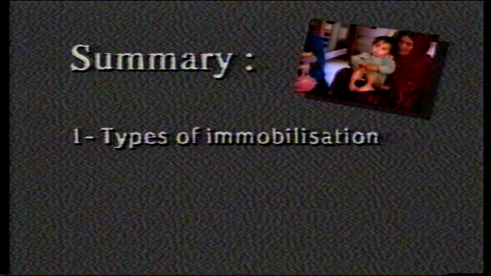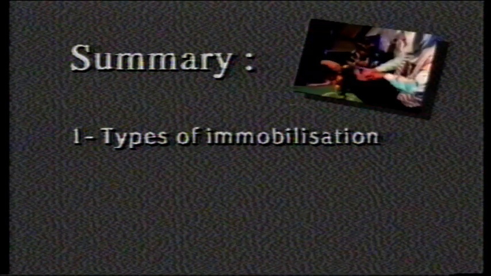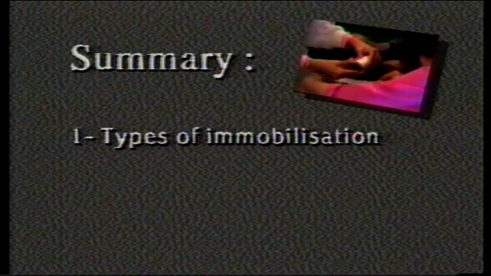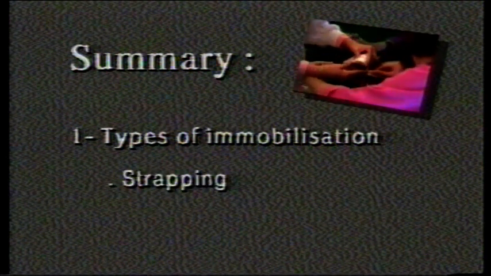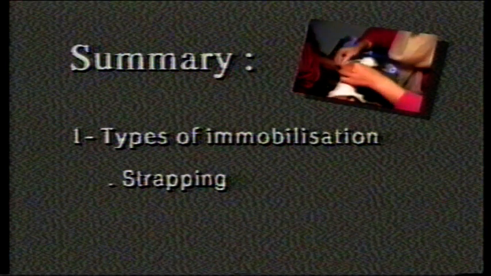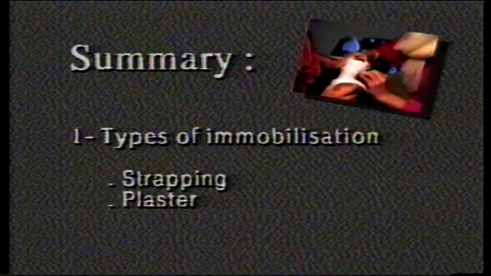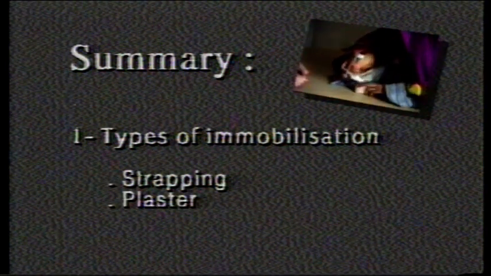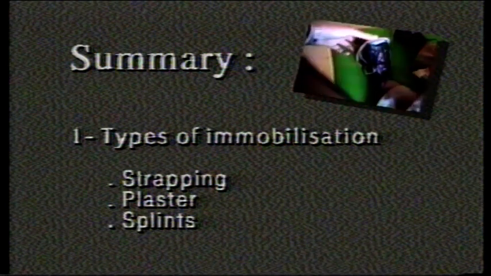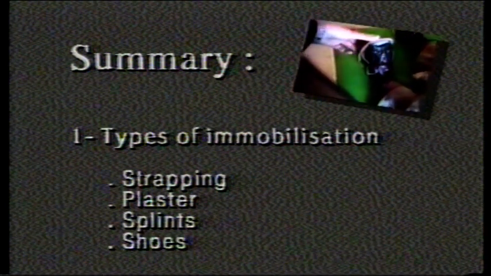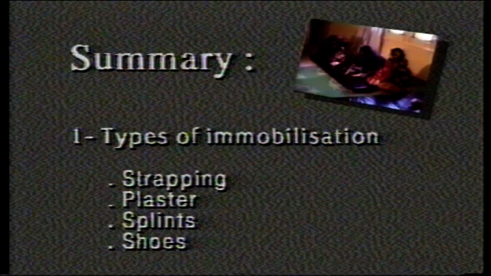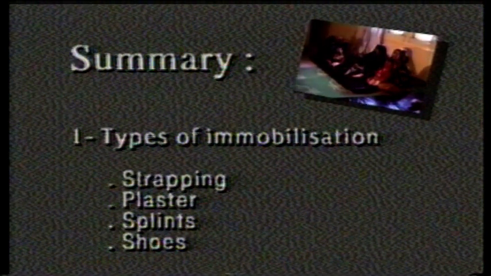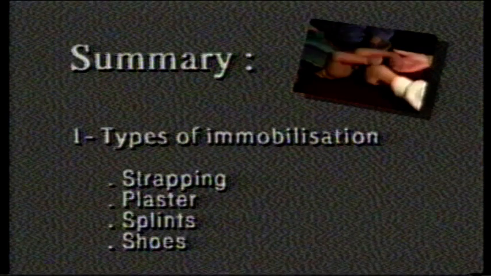To summarize, remember that there are 4 types of immobilization frequently used in the treatment of children with a club foot. Strapping, plaster, splints, shoes. These immobilization techniques are only used to maintain the correction acquired by mobilization and massage.